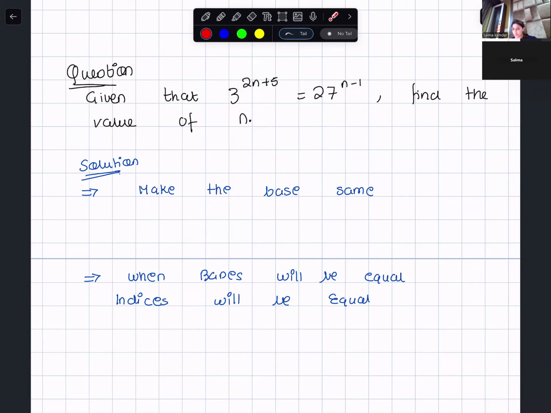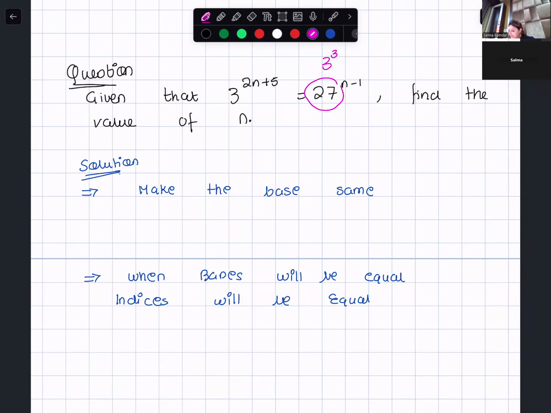Since you have to find the value of n, you have to first make sure this has the same base, since right now it is 3 and 27. You cannot apply the law of indices because the base is not the same. So the first thing that you have to do is make the base the same. So how do you make the base same? 27, you know, can be written as 3 cube, 3 to the power of 3.